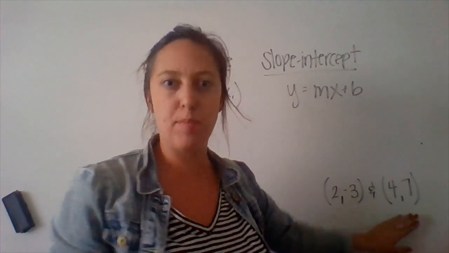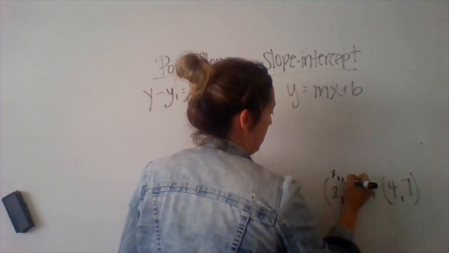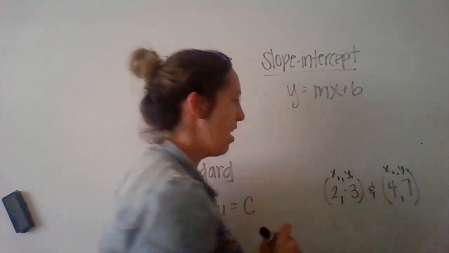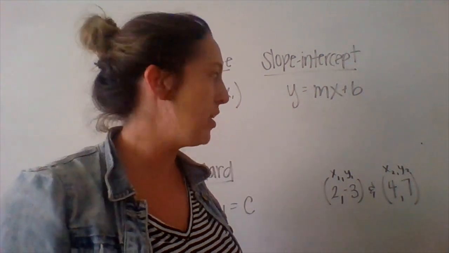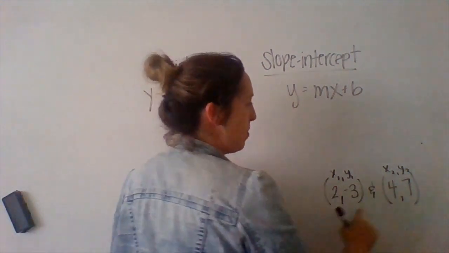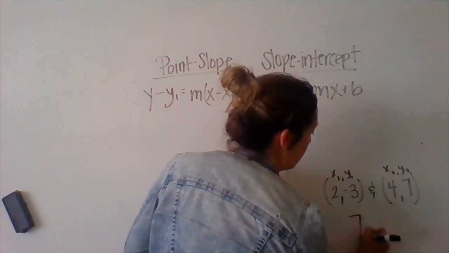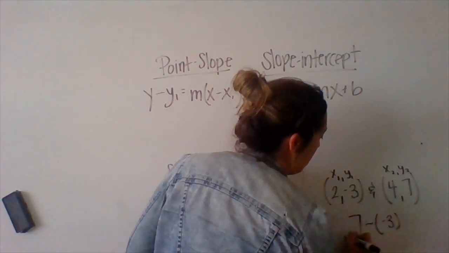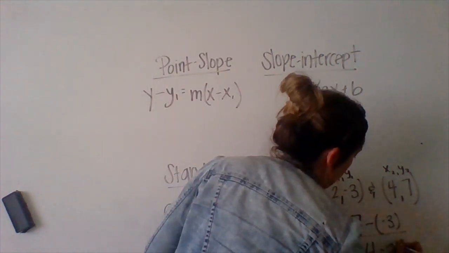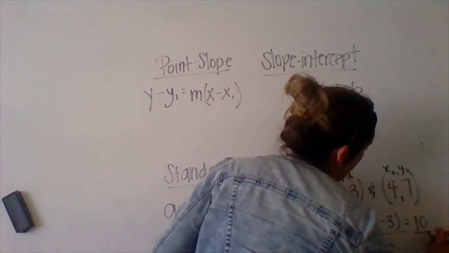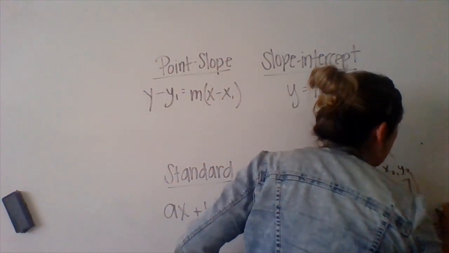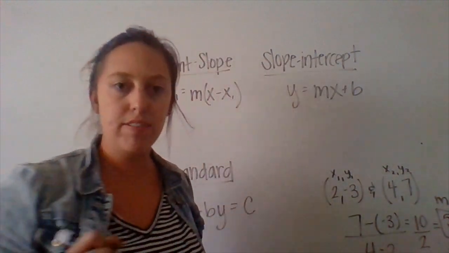Okay, so my (2, -3) and my (4, 7). I'm just going to go ahead and label those as x1, y1 and x2, y2. And the first thing that you should always do, no matter which form you're finding, is find the slope between those two points. So my slope is going to be y2 minus y1, 7 minus negative 3, over x2 minus x1, 4 minus 2, which gives me 10 over 2, which gives me 5. So I know that my slope, or my m, is equal to 5.